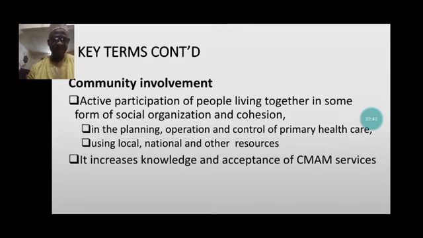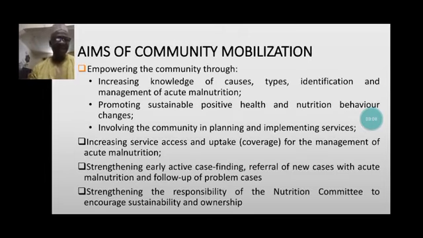Another key term is community involvement. Active participation of people living together in some form of social organization and cohesion in the planning, operation, and control of primary health, and at the same time using local, national, or other resources to achieve this. It also increases knowledge and acceptance of community management of acute malnutrition services, that is CMAM.